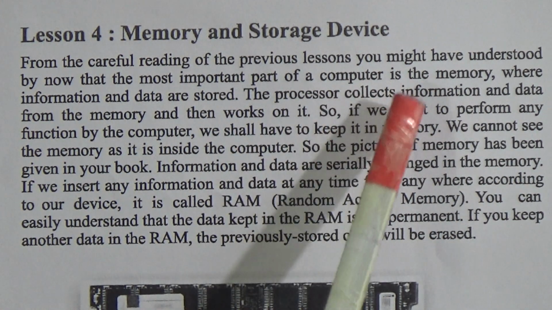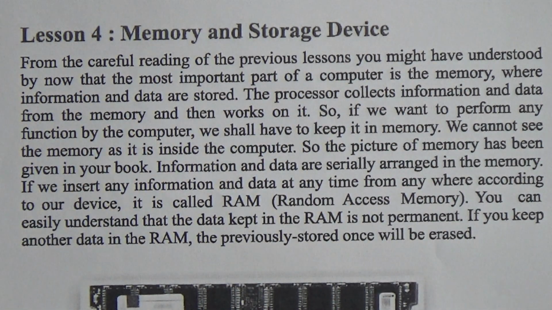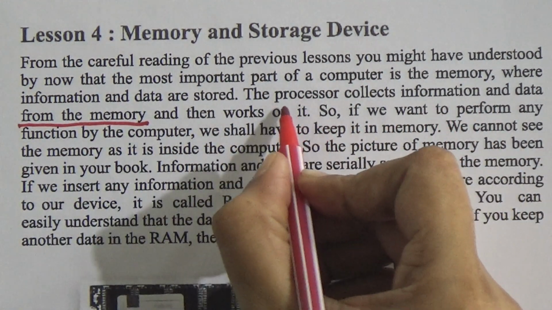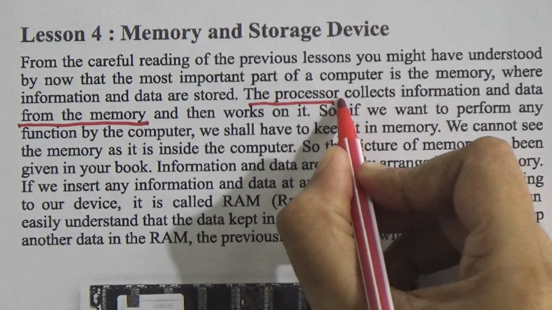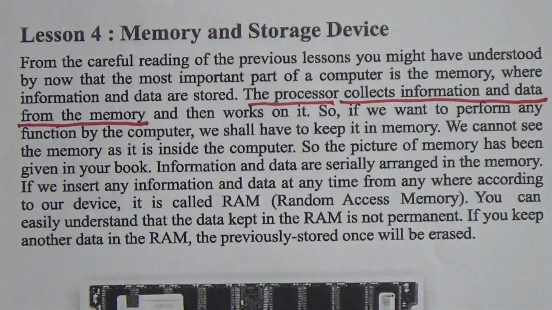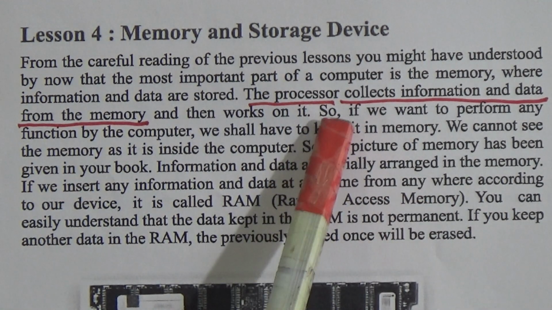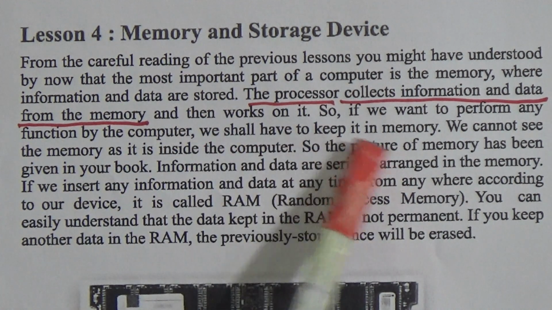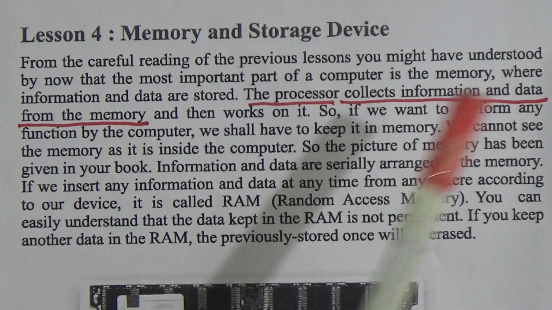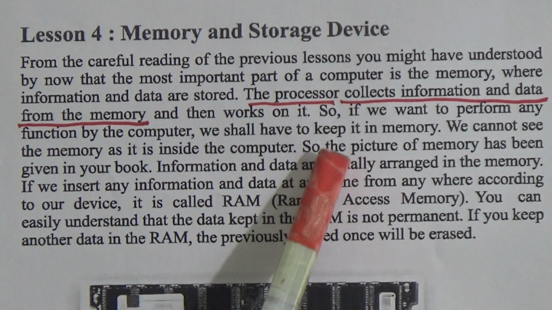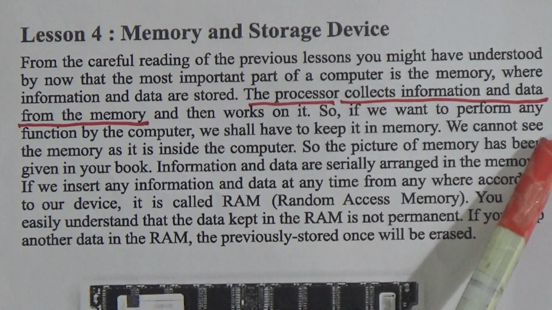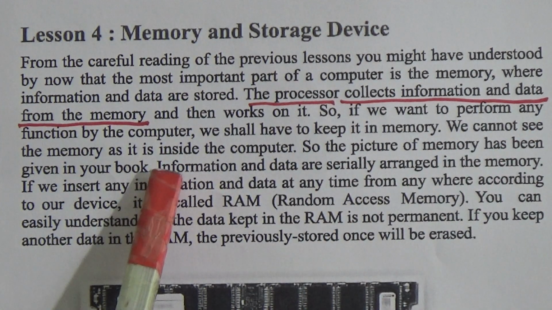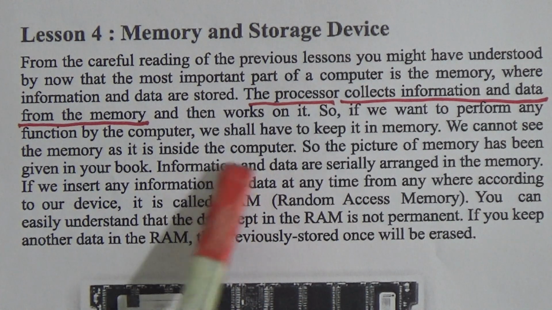It can receive information from where? From memory, and then works on it. After processing some information and data, it sends it back to memory again. So, student, if we want to perform any function by the computer, we shall have to keep it in memory. If we want to perform any function by the computer, we shall have to keep it in where? In memory. We cannot see the memory from the outside because it is inside the computer.